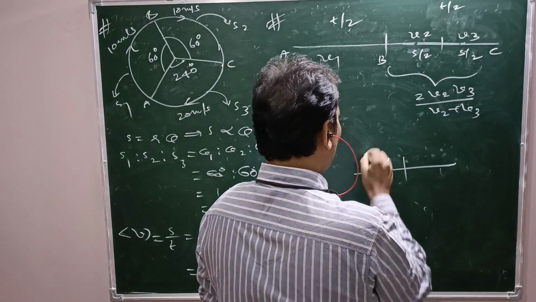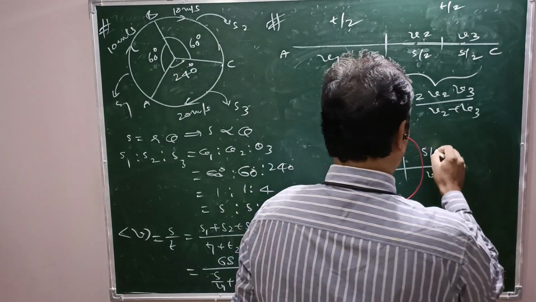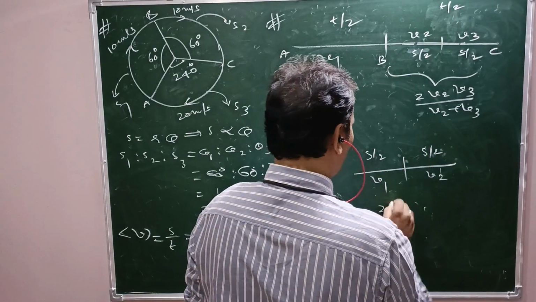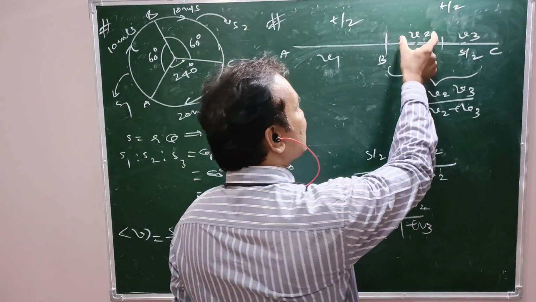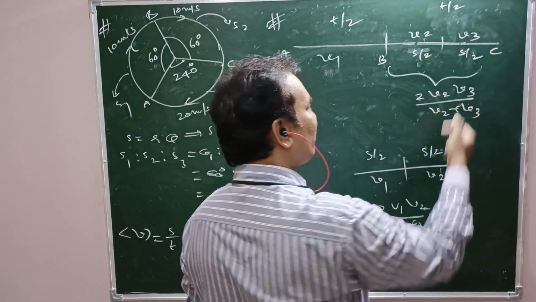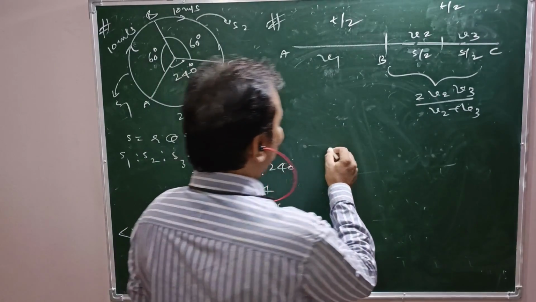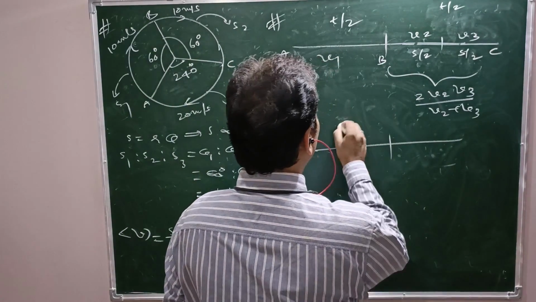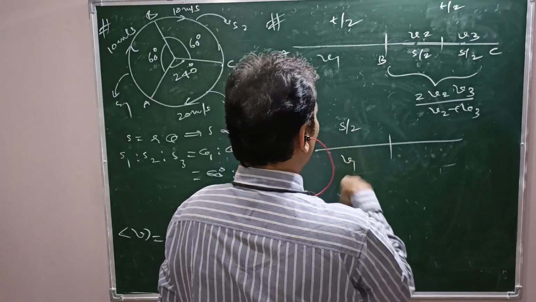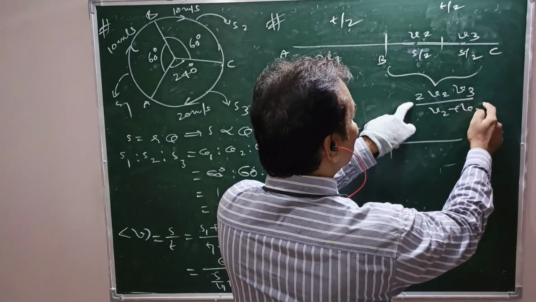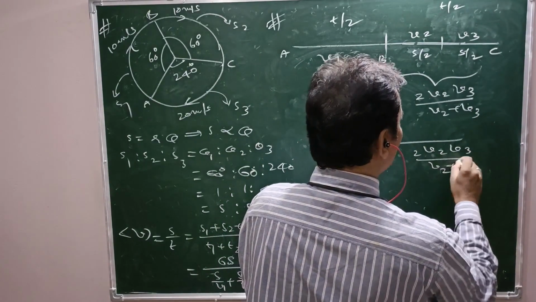Why? Because half of the distance with the speed v1, next half of the distance with the speed v2, what is the average speed here? 2v1 v2 by v1 plus v2. So like that, here this is v2, this is v3. Therefore, 2v2 v3 by v2 plus v3, right? Now I am rewriting like that. Half of the journey distance with the speed v1, next half of the journey distance with an average speed 2v2 v3 by v2 plus v3.